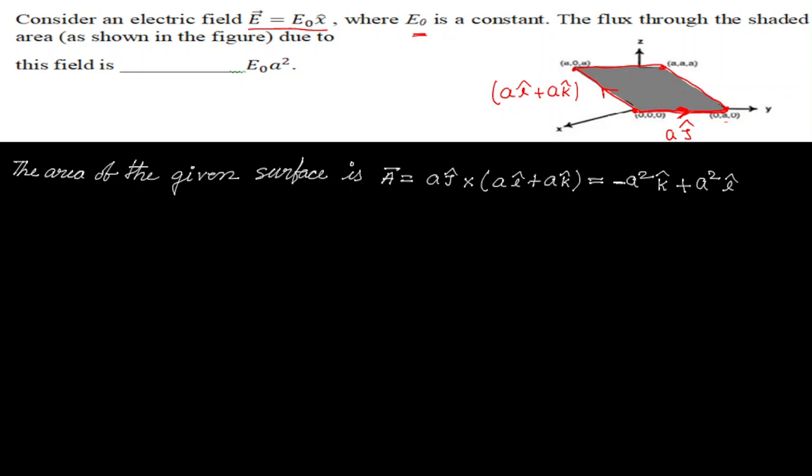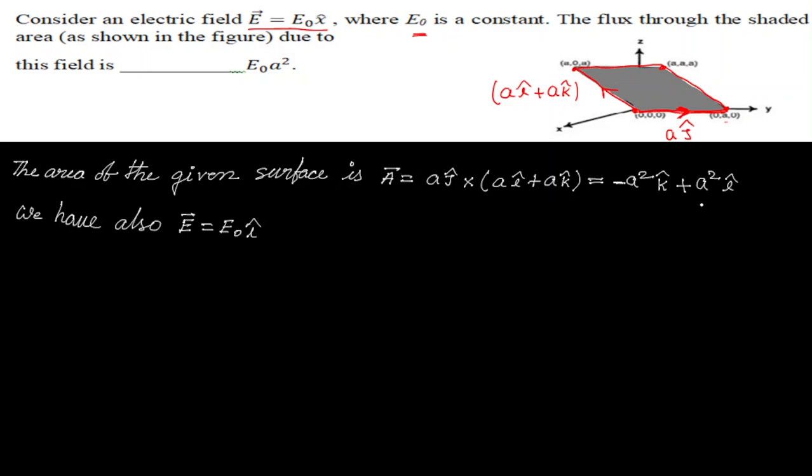So this is the area vector of the given surface. Now we know the area vector, and we also have the electric field. The electric field is equal to E naught x cap. Since we have written this area in terms of i cap, j cap, k cap, we can write this x cap as i cap also. So let me write it as i cap. This is the given electric field.